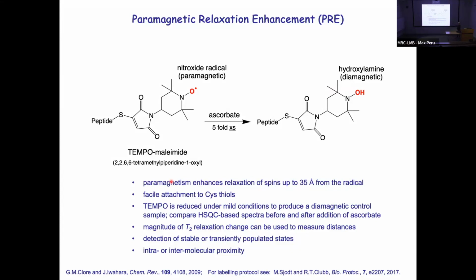The key part of this experiment is that this paramagnetic radical will bleach and enhance the relaxation of NMR spins. But if we reduce it with ascorbate to a hydroxylamine, which is diamagnetic, we don't get this bleaching anymore. So you record the spectra before and after the addition of ascorbate, and you get a very good idea of what are the centers that are within range of this paramagnetic center.